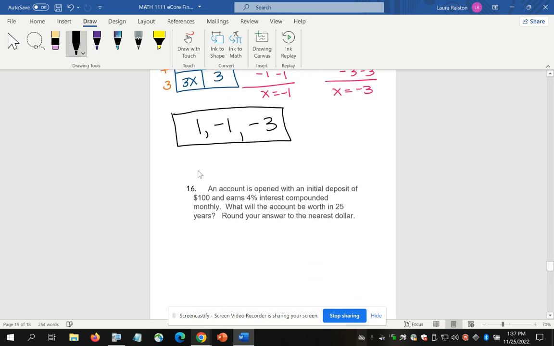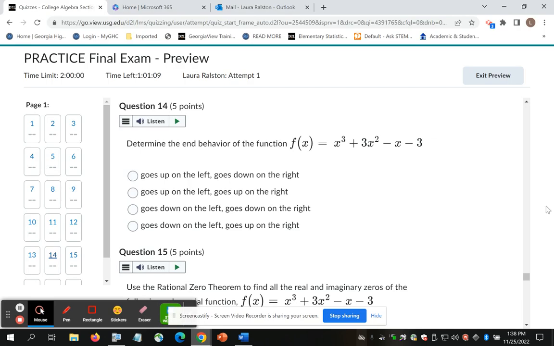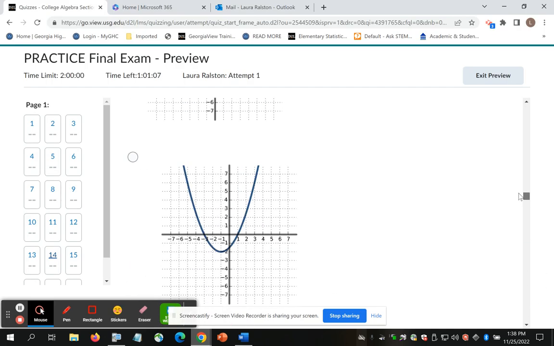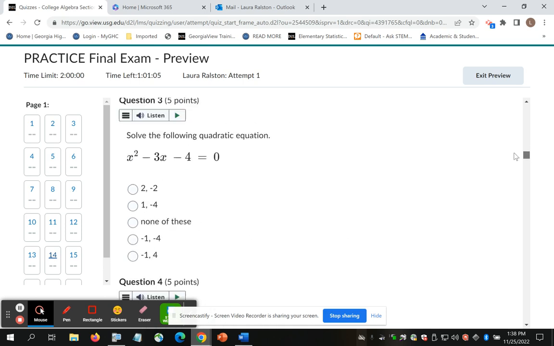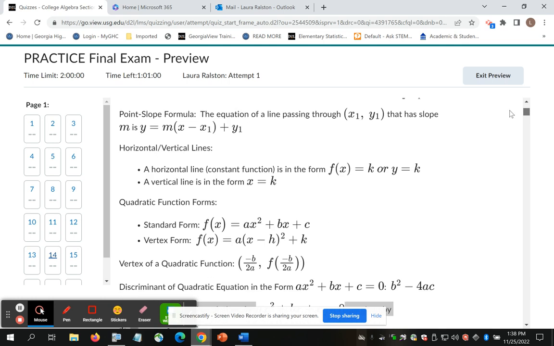Okay, so number 16 says an account is opened with an initial deposit of $100 and earns 4% interest compounded monthly. What will the account be worth in 25 years? Round your answer to the nearest dollar. So this is a compound interest problem. And I mentioned to you earlier that they did have the compound interest formulas here. This one says monthly, so it's important that you choose the correct formula.